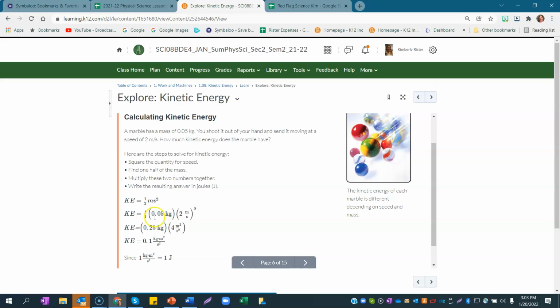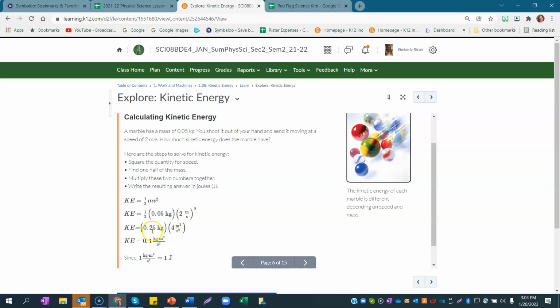Then you take 1/2 of the mass. These are separate, so you've got to remember your order of operations. You're taking only 1/2 of the mass, and then you multiply that number. So 1/2 of 0.05 is 0.025. 2 squared is 4. It's not 2 times 2 as in multiplying by 2. When you square something, you're multiplying it times itself. So 2 times itself is 4 meters per second squared.